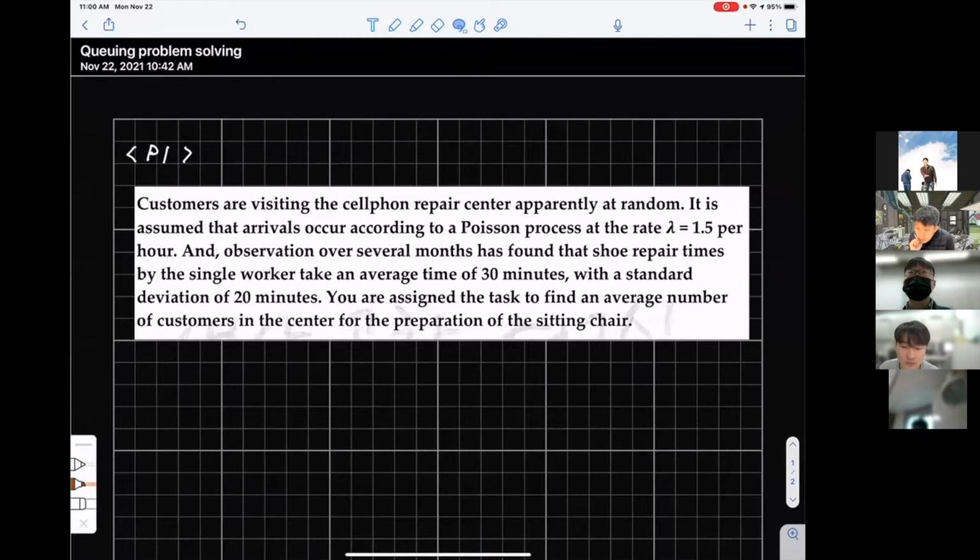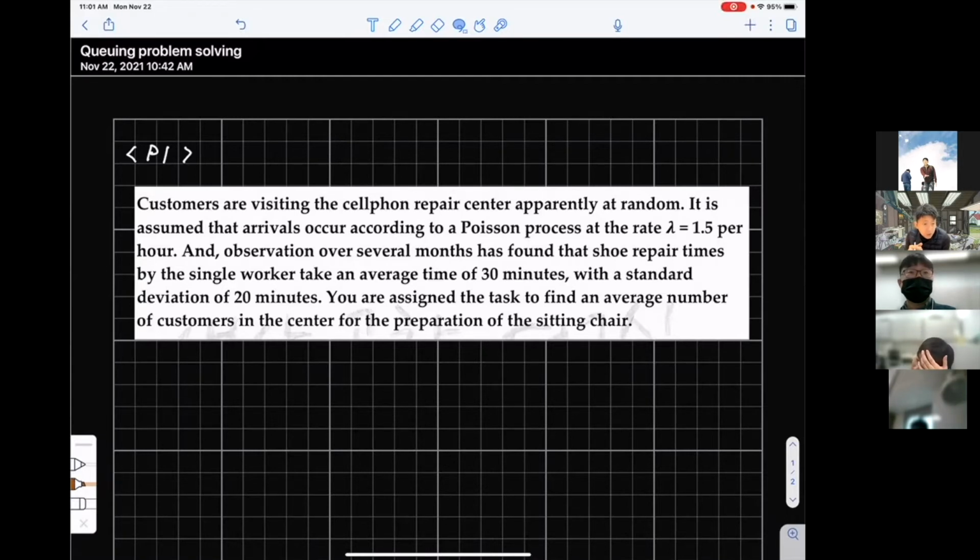Today I'm going to explain how to solve assignment 1, which is about some problems on queuing models. So let's start from the first problem. This problem is as shown here. Some customers are visiting the cell phone repair center in a random manner. It is assumed that arrivals occur according to a Poisson process at an arrival rate of 1.5 per hour.